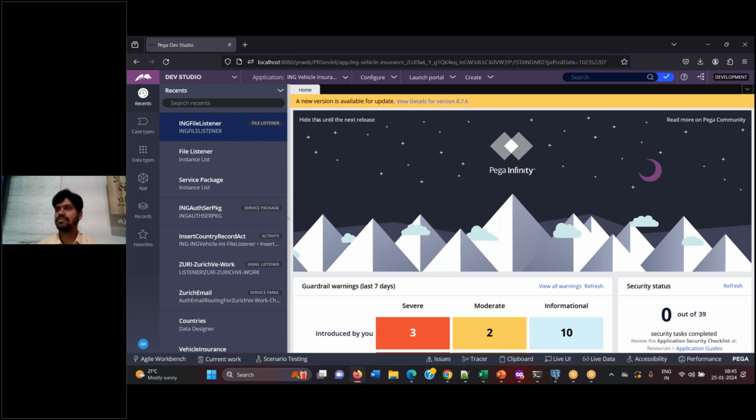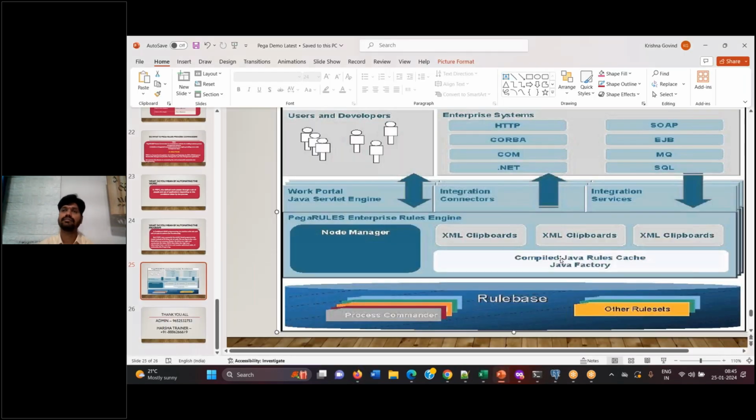I don't know, whatever they convert, I don't know much about. In the architecture of PEGA, a Java compiler is required. Everything that you create internally will be converted into Java. The Java compiler only adds Java to the process. That's why in the architecture the Java compiler is there.